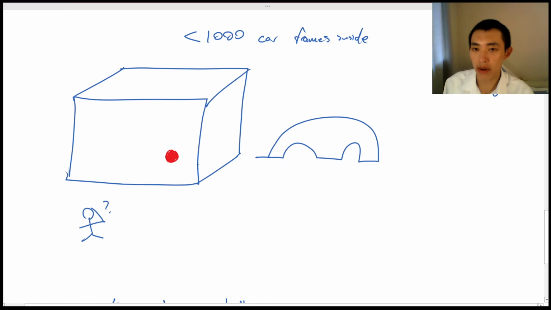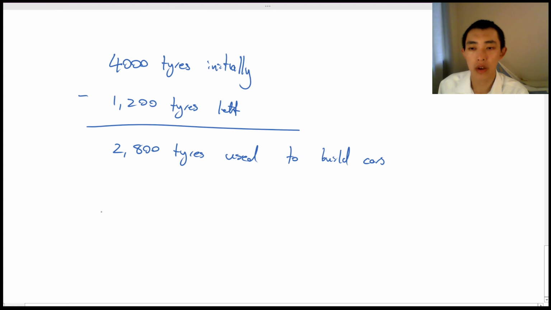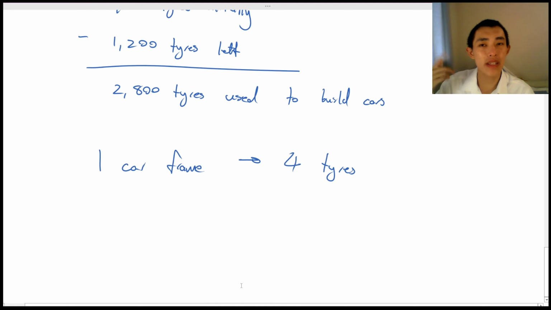Now you can figure out how many car frames there were. Because we know that one car frame needs 4 tires. Can't build a car with 3 tires, right? So now we can do a little bit of calculation. I have 1 car frame, 4 tires. 2 car frames, 8 tires. 3 car frames, 12 tires, and so on and so forth, right?